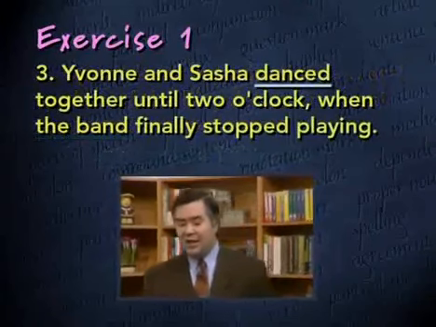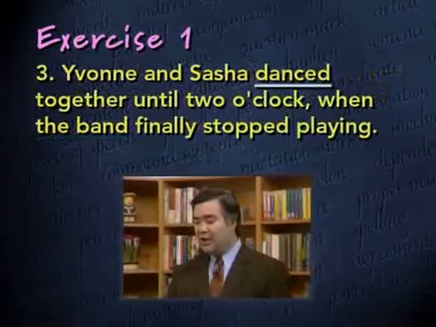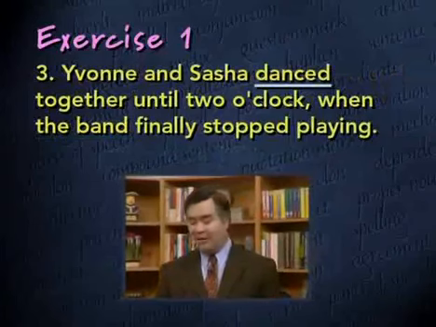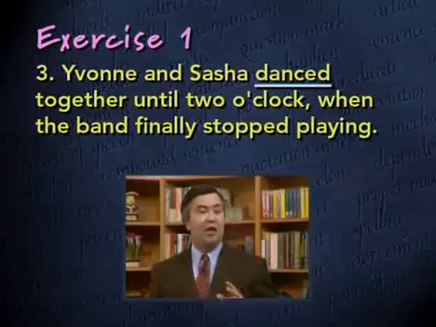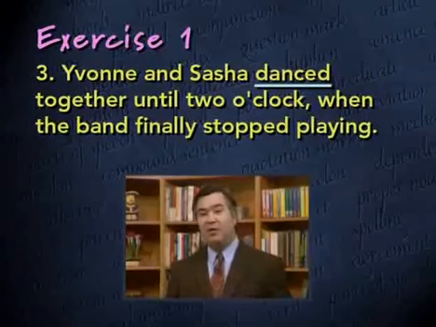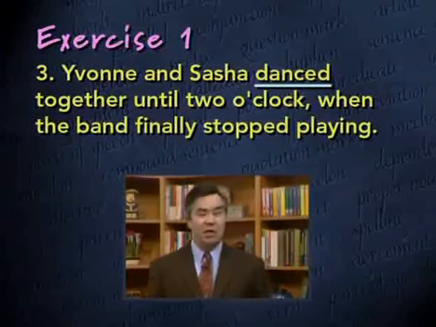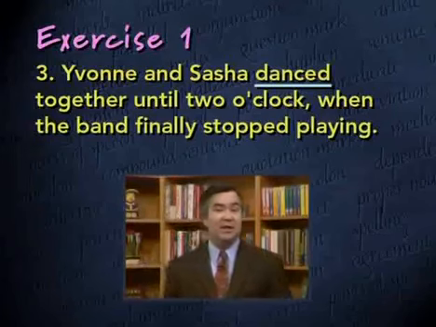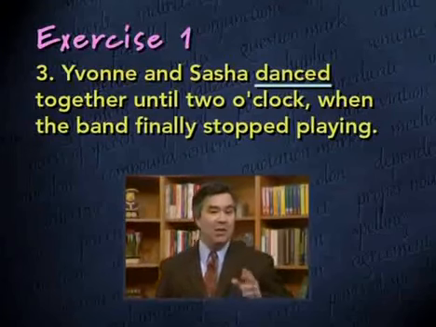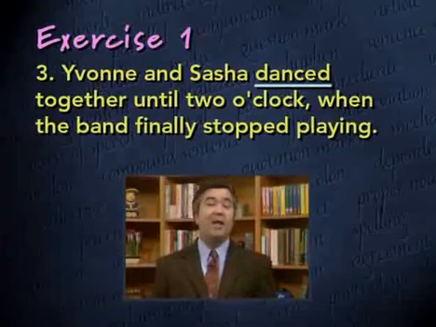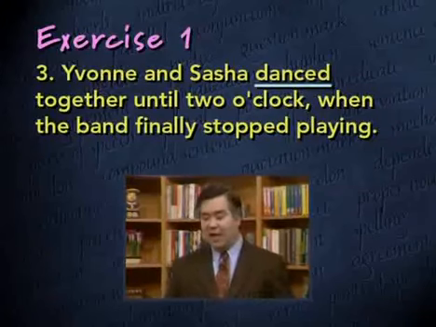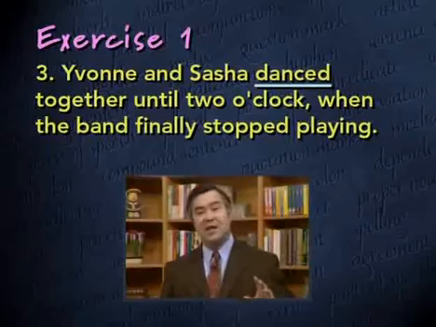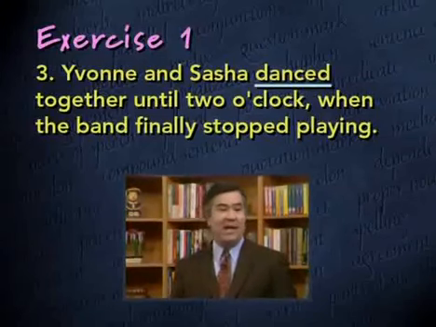Ivan and Sasha danced together until 2 o'clock, when the band finally stopped playing. Now in this sentence, the word danced is underlined, so that's the verb that we want to focus on. What's the subject of the verb danced? The answer is Ivan and Sasha. Remember that the subject of a verb may be compound. That is, it may be two nouns that are joined by a word like and. So Ivan and Sasha are the subject of the verb danced.